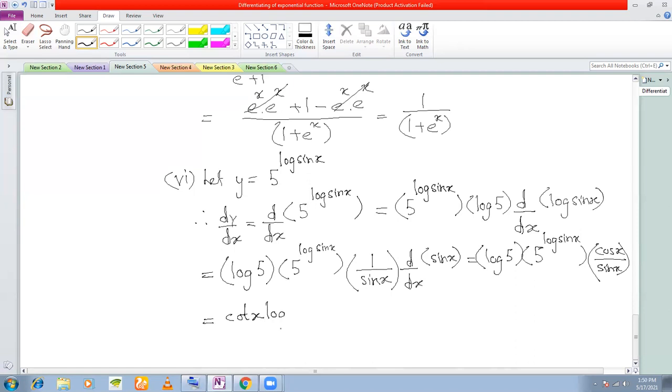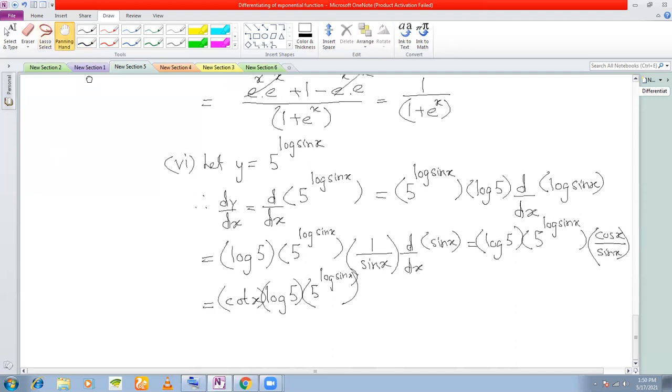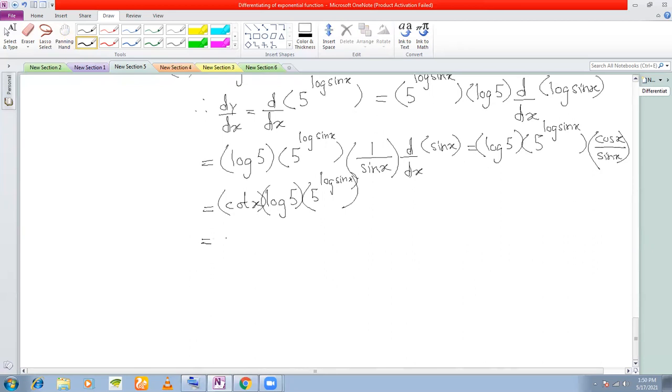into log 5 into 5 to the power of log sin x, which you can also write as log 5 to the power of cot x into 5 to the power of log sin x. And that is your answer.